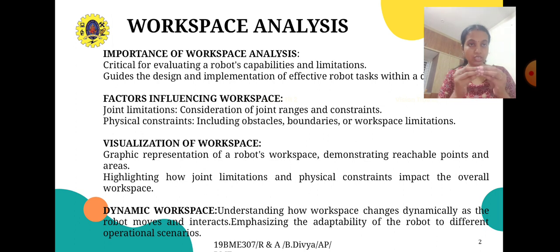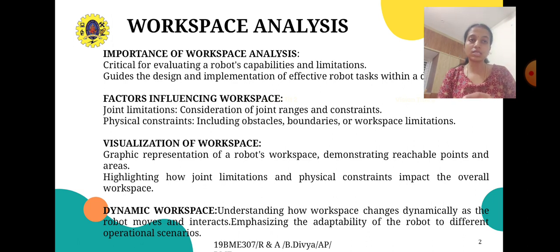For joint limitations, we have certain limits of joints to design a specific robot. Since we have only three joints to be used in these kinds of robots, the joint limitations and the physical constraints impact the overall workspace. If we are going to have a four-joint robot, the overall workspace will be affected. Likewise, we have a specific workspace to perform specific tasks by the robot which is going to be designed for that.